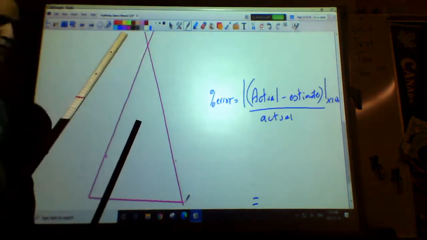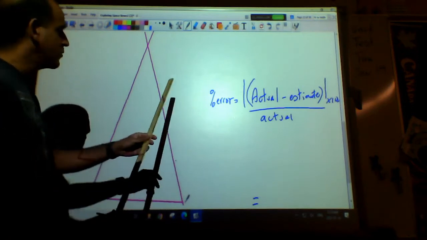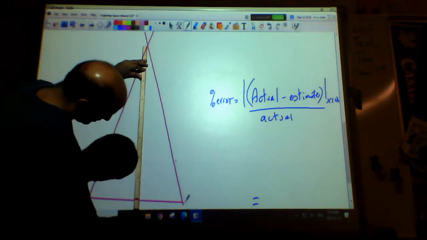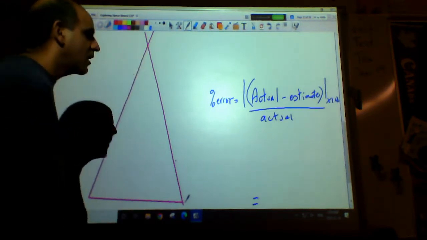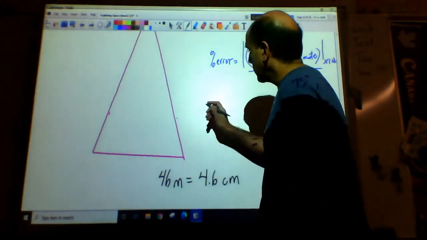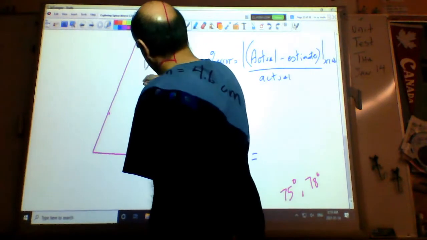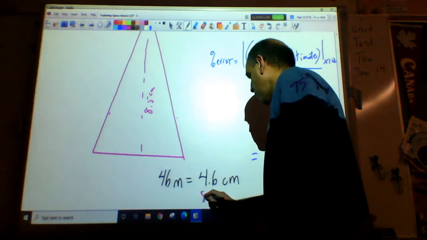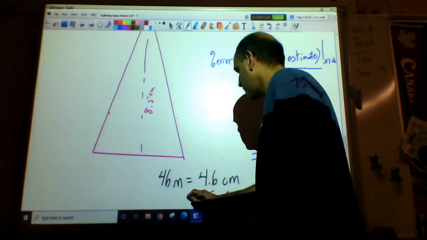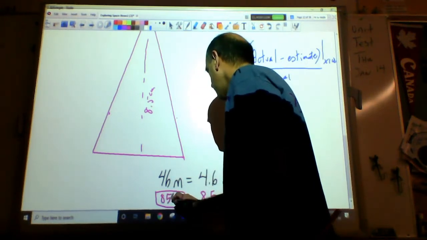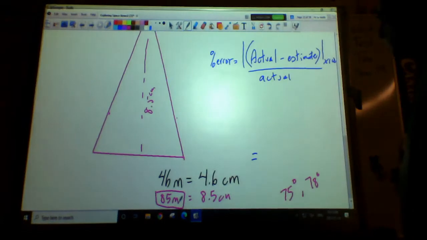Okay, there's my object. Now I want to find out how far away it is. I take my ruler and I just measure the distance right down the center. Sorry, 8.5. So right down the middle, that's 8.5 centimeters. So 8.5 centimeters means in real life, my object is 85 meters away. Okay, not bad. I think my estimate was 90.